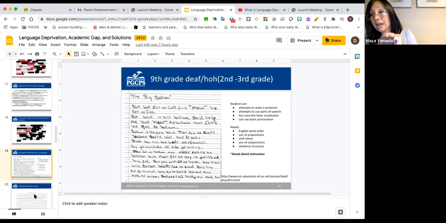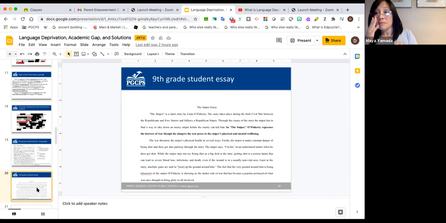Now, when students are in 9th grade, they should be able to write an essay that will look like this. And this is a popular essay that students write in 9th grade called The Sniper. You have to know how to write a claim and support your answer with evidence and understand the structure of an essay. Now, most of the time, deaf and hard of hearing kids do understand the structure and know how to organize their information. They're good at that. But when it's time to put the language in order and construct the sentences, it's very difficult to understand the message they're trying to convey.